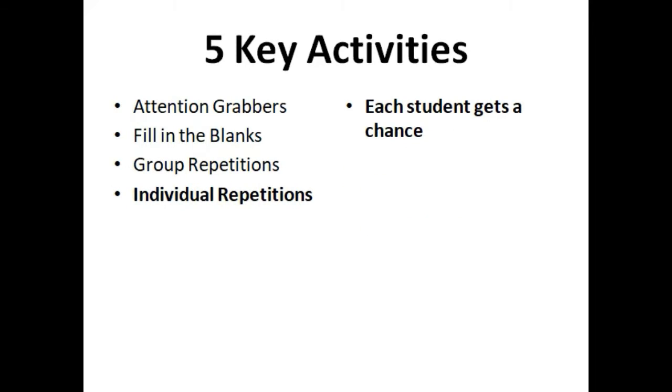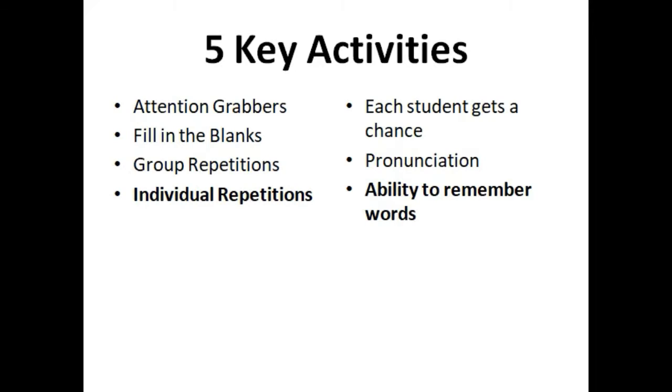Activity number 4 is called individual repetition. Giving each student a turn to repeat a word or phrase helps you to judge their pronunciation and also their ability to remember words. It may sound like you're teaching a parrot to talk, but there is a more important focus to this. Being able to hear 10 words in a row and then repeat them is a skill that everyone can learn. It tells you about their comprehension, since it is much more difficult to repeat a sentence you don't understand rather than one you do.